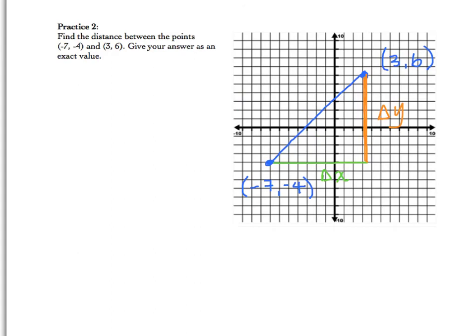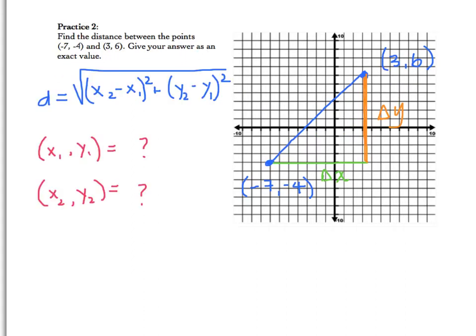So here's practice problem number 2. I went ahead and graphed the points and I put in the right triangle. Go ahead and solve this problem, and again notice that you are asked to give your answer as an exact value. Okay, let's move on.